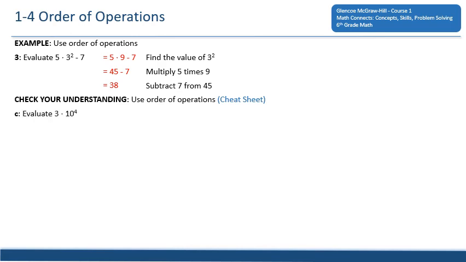Check your understanding. Use order of operations. Evaluate 3 times 10 to the 4th. Find the value of 10 to the 4th. We're using PEMDAS. There's no parentheses. Next is exponents, and there is an exponent, 10 to the 4th. So 10 times 10 is 100, times 10 is 1,000, times 10 is 10,000. So next we're going to do the multiplication. It's the only thing left, but even if it wasn't, multiplication and division would be the next thing we're looking for. So we'll multiply 3 times 10,000, and we get 30,000.